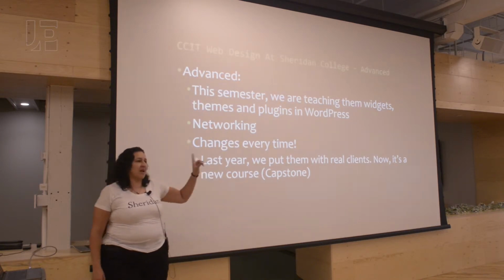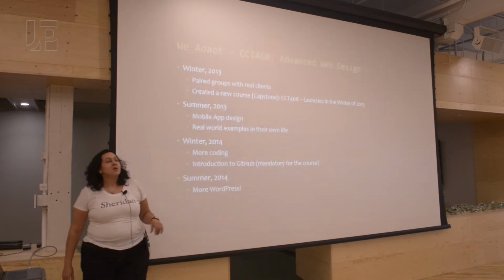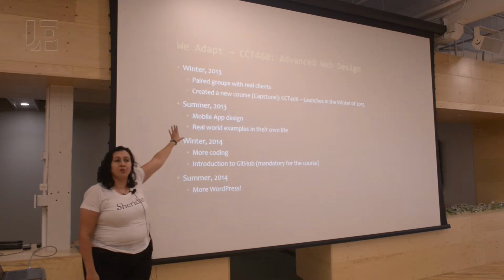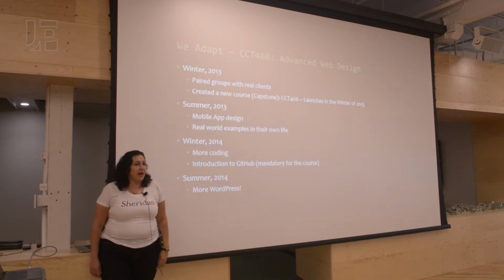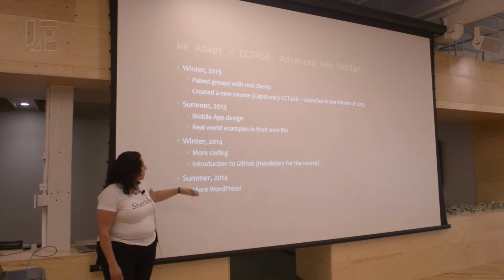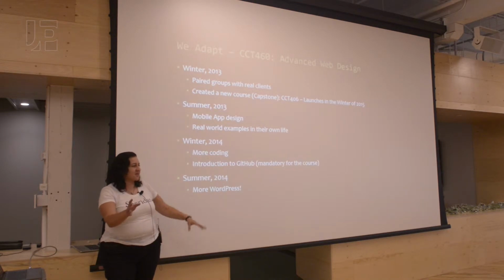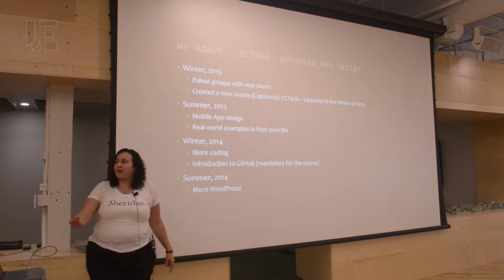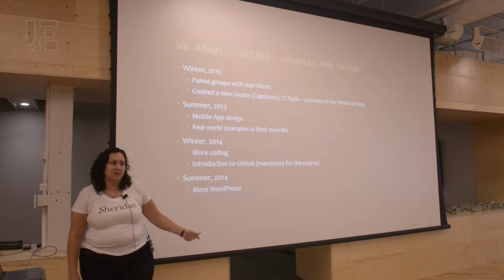Now, we are going through changes every time in this particular course, okay? And I'm going to talk about those in just a moment. This course, we adapt, okay? In the winter of 2013, we put them with real live clients, okay? In the summer of 2013, we did mobile app design. In winter of 2014, we put in more coding and we made sure that they got on GitHub. Okay, so the 260 and the 360 have been pretty much the same thing, but depending on what feedback we're getting from both the students as well as the community, we're saying, okay, we got to change this, we got to change this, we got to change this.